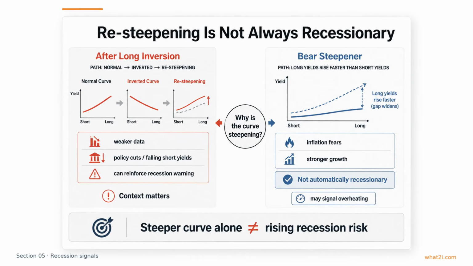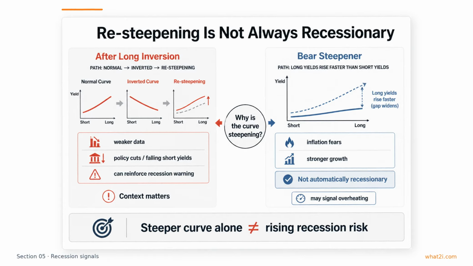Still, not all re-steepening is recessionary. A curve can steepen because long-term yields are rising faster than short-term yields, which is often called a bear steepener. That kind of move may reflect inflation fears, stronger growth, or concerns that the central bank will have to keep policy tight for longer. By contrast, steepening after a long inversion often comes from falling short-term yields and expected policy cuts, which can reinforce a recession warning. So a steeper curve by itself is not enough information. The reason for the steepening matters at least as much as the steepening itself.